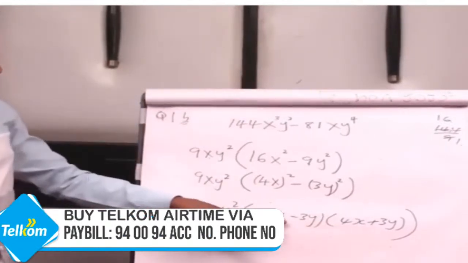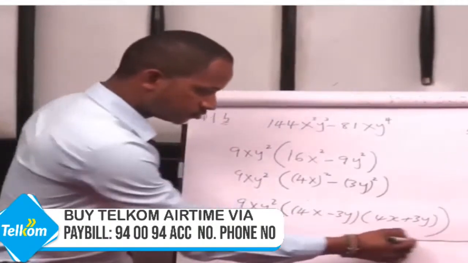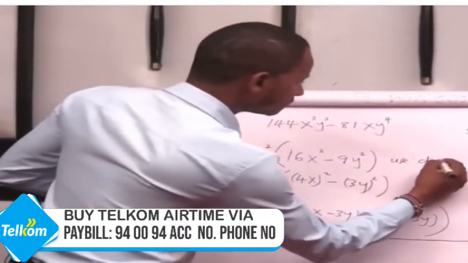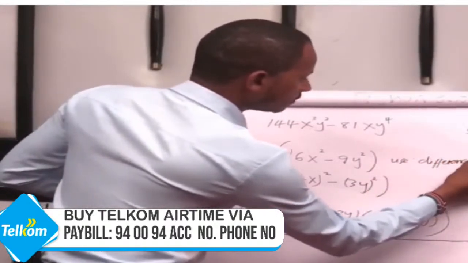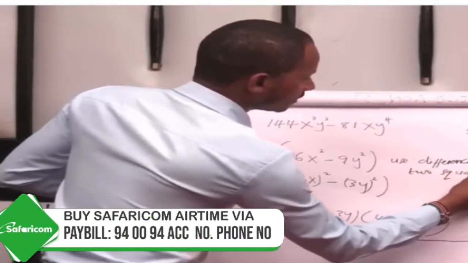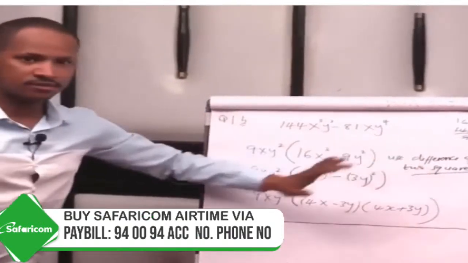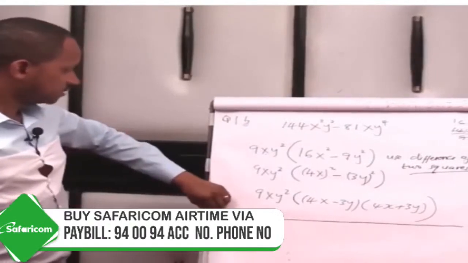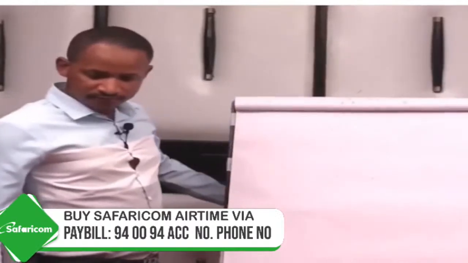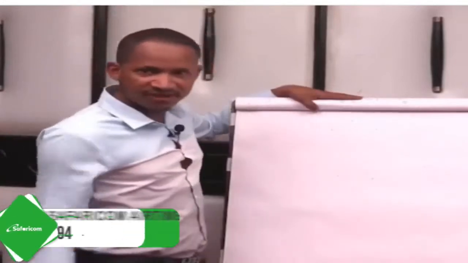But this is further simplification. It's called a difference of two squares. So from here, use the difference of two squares. By now, you know this. Or rather, you should know that. Now, that is question 1B. Then we go to question 1C. So we've already factorized. To factorize means to simplify further.